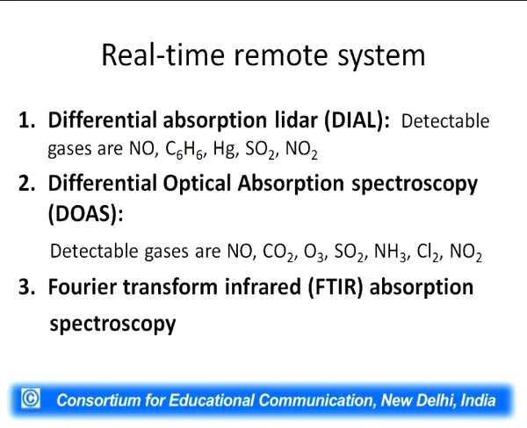The next one is differential optical absorption spectroscopy, or DOAS, and this can detect NO, CO2, O3, SO2, NH3, Cl2, NO2. And the last one is Fourier transform infrared absorption spectroscopy, also known as FTIR. These are remote sensing methods, and in this we do not need to go to the polluted area or polluted portion; it can be done from a remote place, or sometimes it can be mounted on a satellite, and the determination of the concentration can be done.